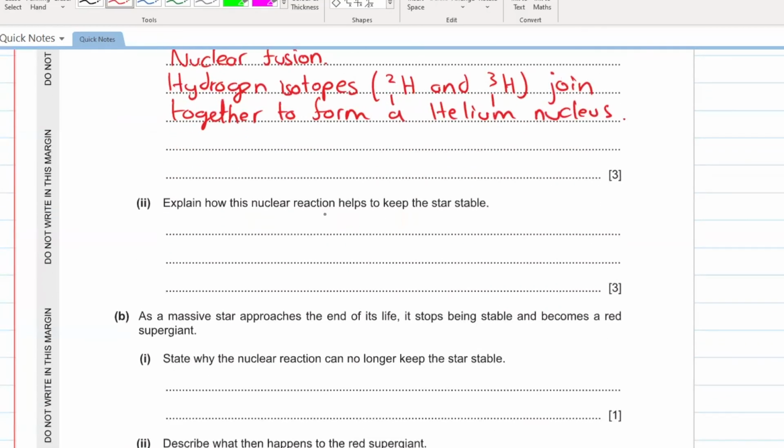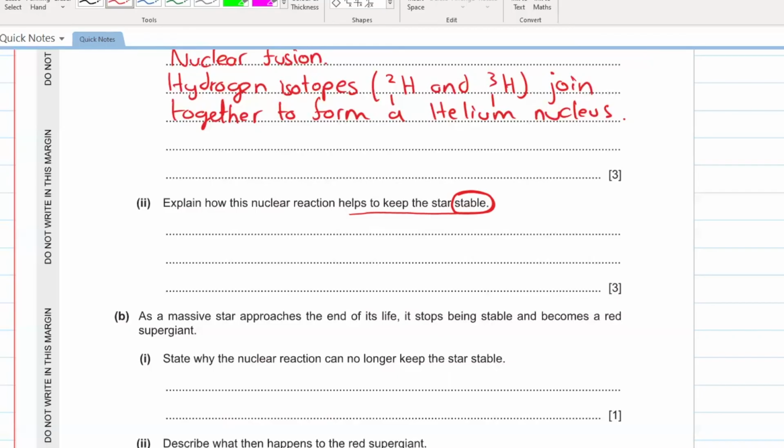Explain how this nuclear reaction helps to make the star stable. Fusion reaction releases a high amount of energy. This energy causes the temperature to increase. This increase in temperature causes an outward force. This outward force balances the inward gravitational force.